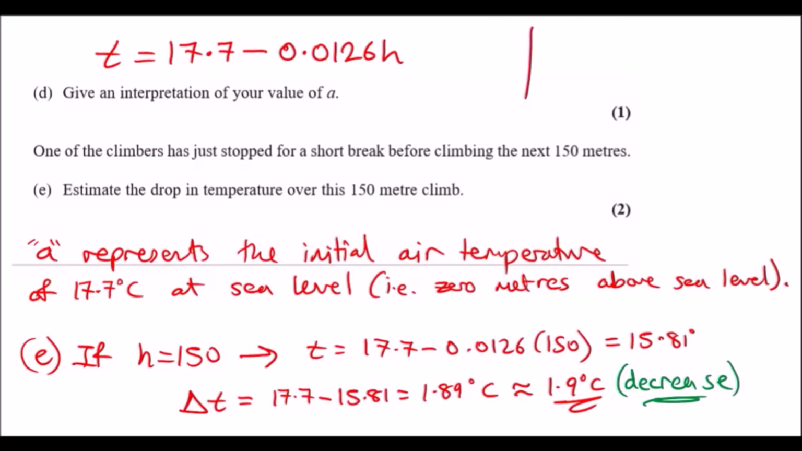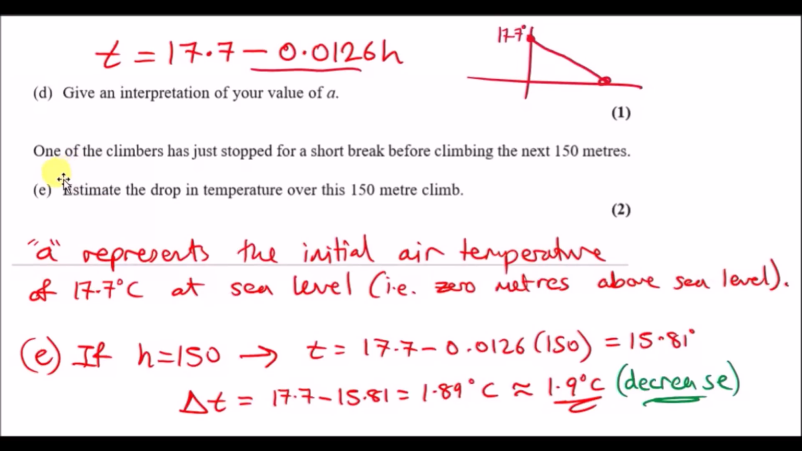If you picture it like this, you're going to see that 17.7 is a y-intercept, and it has a negative gradient, so it's decreasing over time. So this means that initially it has a temperature of 17.7, but as you go above sea level, the temperature slowly decreases to a certain point. So that's what it's trying to say.